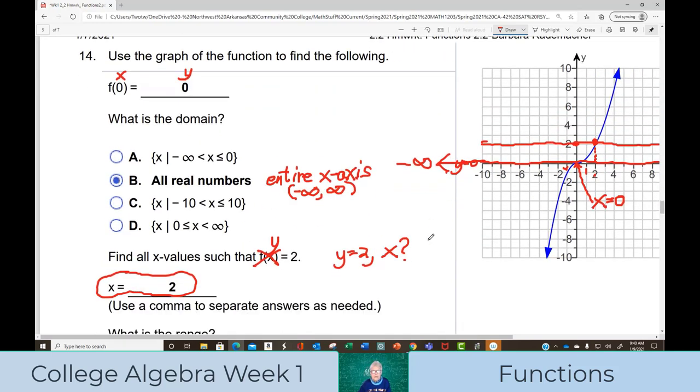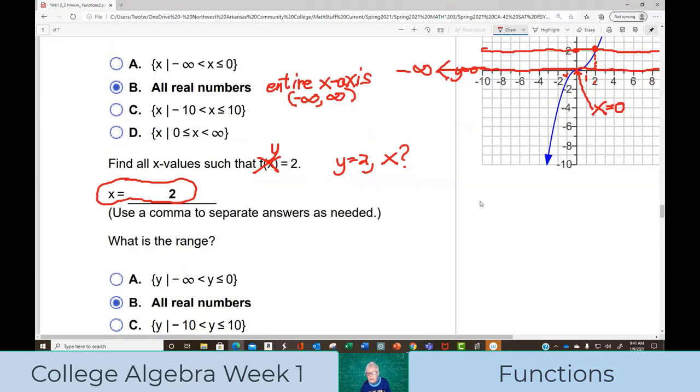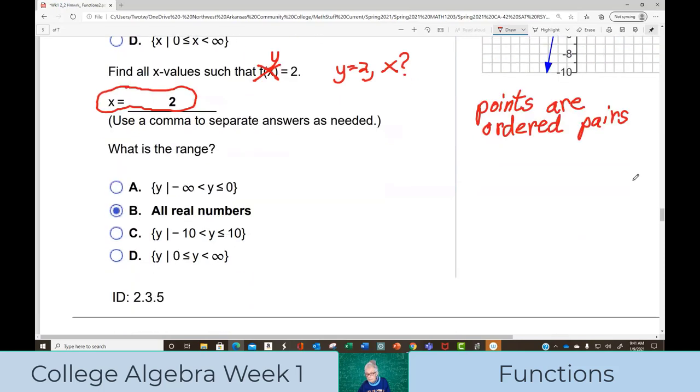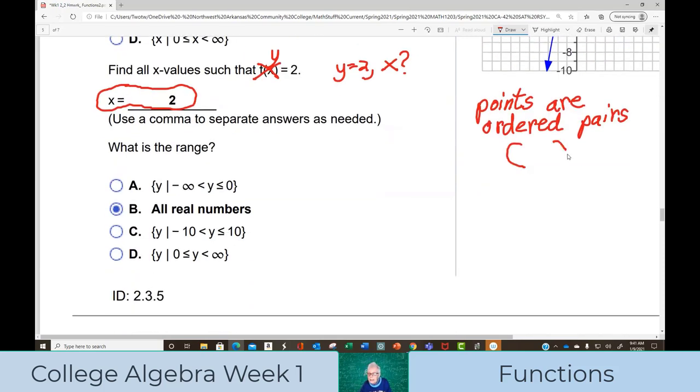And that is the meaning of an ordered pair. Points are called ordered pairs. And so they're written like this, where you've got an x number and then a comma and a y number. So y is the number that you get on the y-axis when x is a certain number and the other way around. So here what (2, 2) means is that if y is 2, x is 2. If x is 2, y is 2.